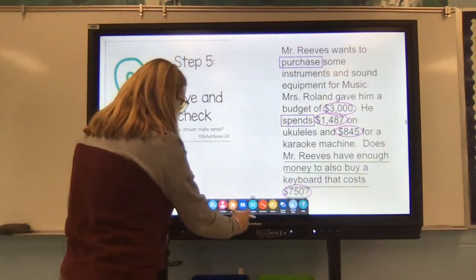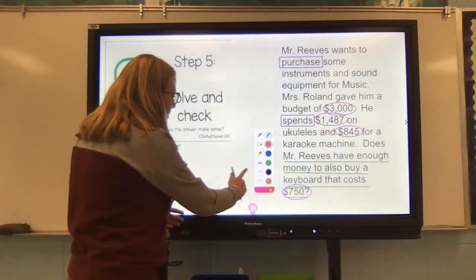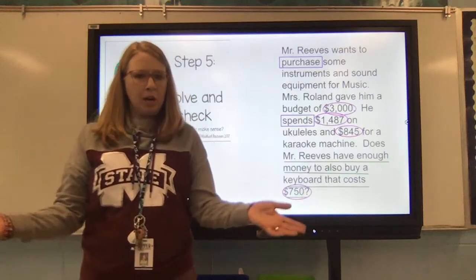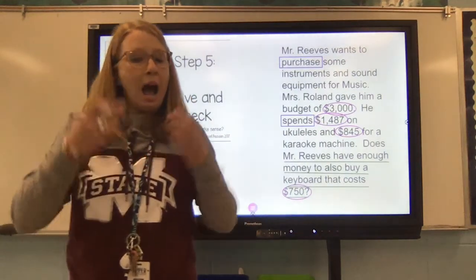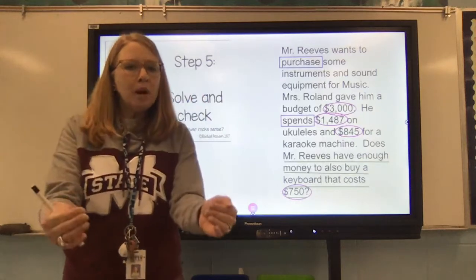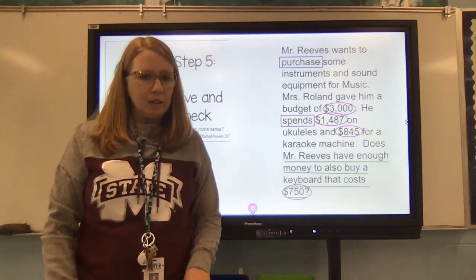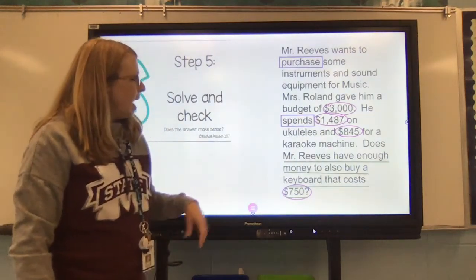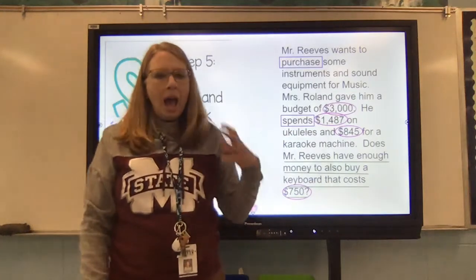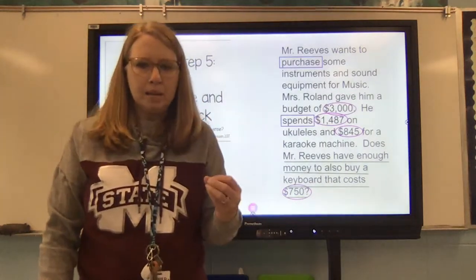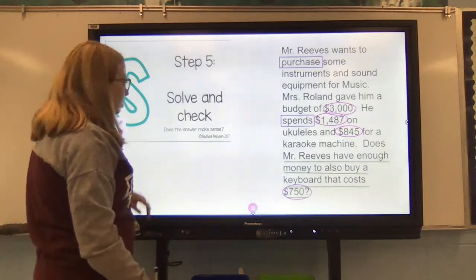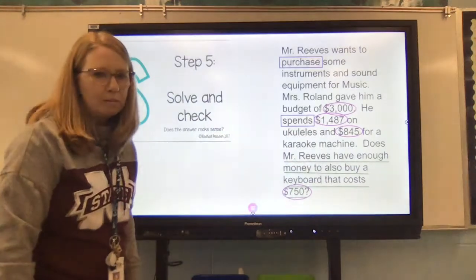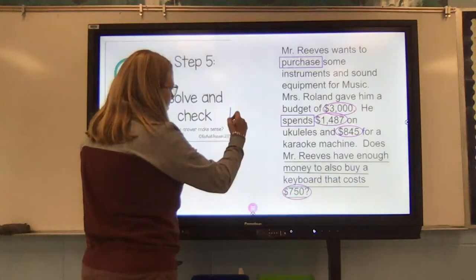The first thing that I'm going to do, and I'm going to tell you, there's a couple of different ways you can work this out. There's 2 or 3 ways you can work it out. I'm going to show you the way that I personally would work it out. The way you personally would work it out may be a little bit different. First thing that I would do is find out how much money Mr. Reeves has already spent. So to do that, I need to add together the cost of the ukulele and the cost of the karaoke machine. So let's do that now.